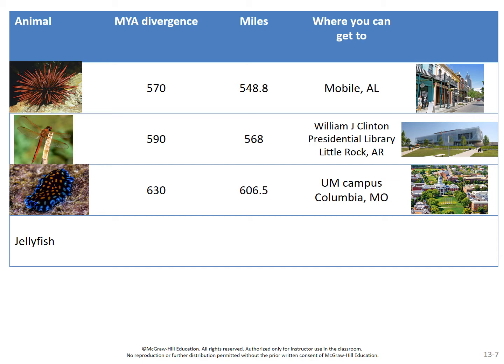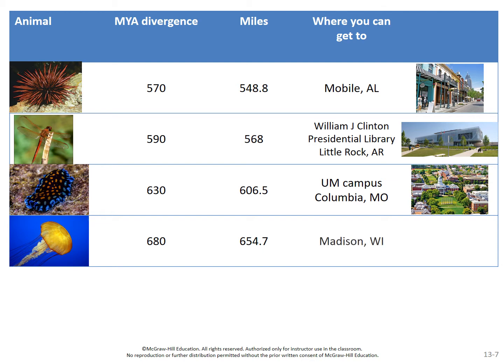Okay, next up on our list is jellyfish, phylum Cnidaria. Now, our divergence from Cnidarians occurred about 680 million years ago. That's going to translate into about 654.7 miles. Where can you get to with this? To Madison, Wisconsin. So maybe that kind of brings it home that you can get all the way to Madison, Wisconsin. Imagine laying down pennies just one by one, little penny right beside each other, all the way up to Madison, Wisconsin. That's our divergence point from the Cnidarians.